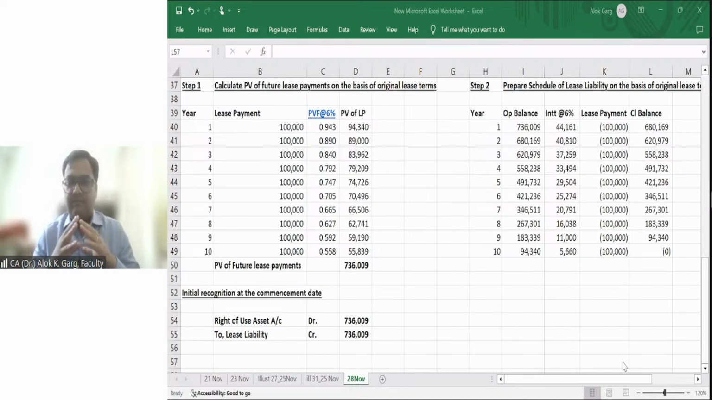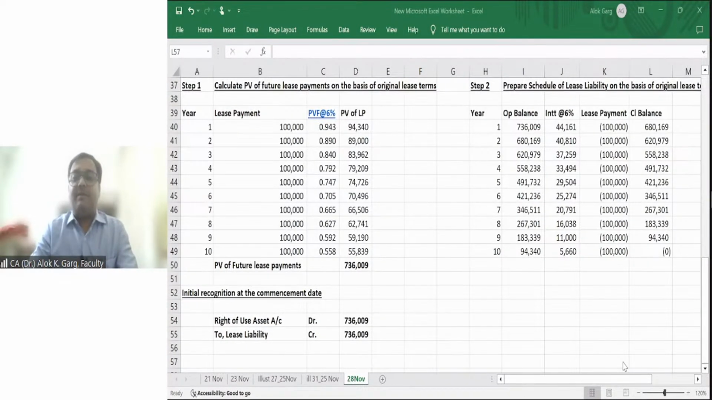Step number one, compute present value of future lease payment, then recognize ROU and lease liability. Then step number two, prepare lease liability schedule, right? Step number three. So basically, step number one has given you the opening balance of lease liability and ROU asset at the commencement date. Step number two has given you the lease liability schedule where you have identified the finance cost for every year, then closing lease liability value, right? This right of use asset is required to be depreciated on a straight line basis. And every year you get the carrying value, the closing value.